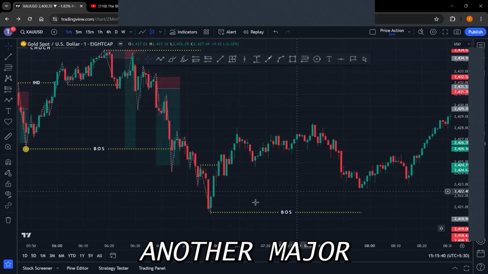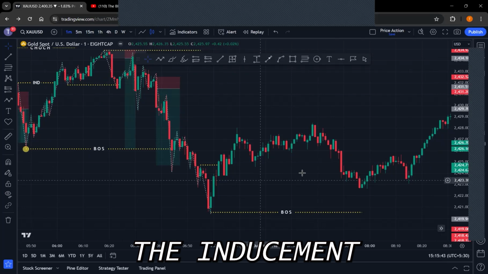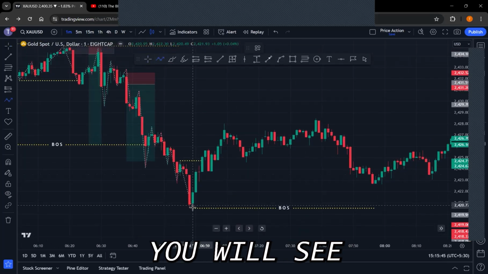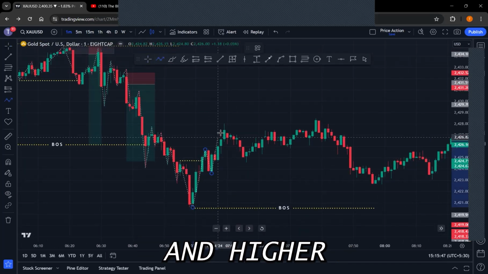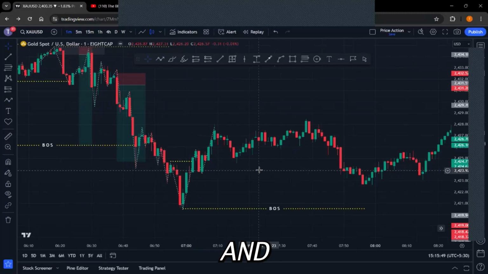So coming back to the next point, once the price starts going towards the downside, the price will create another major support in the market by taking out the inducement. And from here, you will see that the price will create a series of higher highs and higher lows like this. Okay.